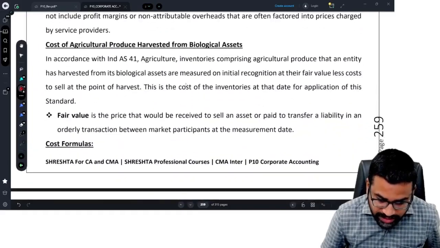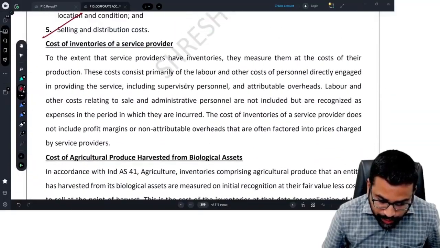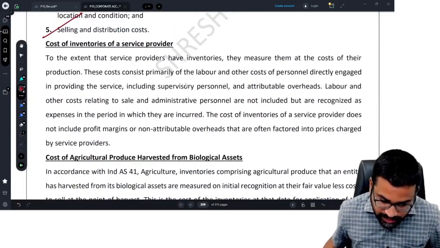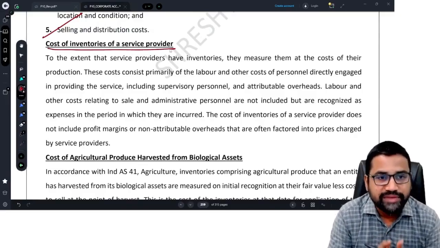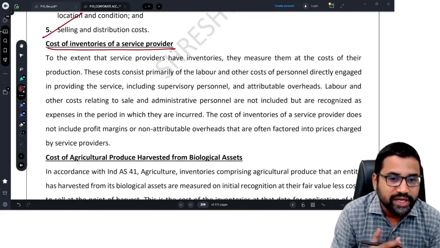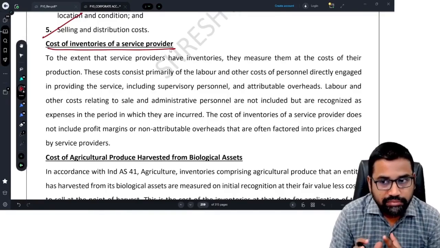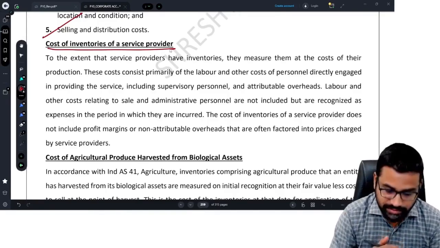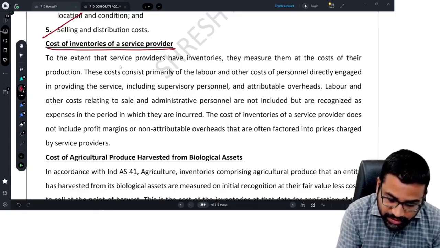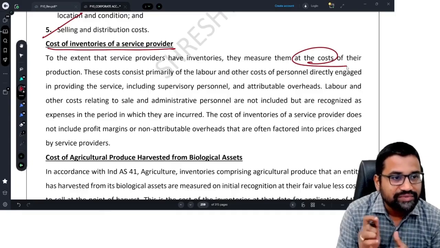Okay. Next. And sir, two more important things here, sir. First is, cost of inventories of a service provider. Suppose I am a service provider, how will my inventories be measured? So generally, sir, these service providers, their inventory will be measured at cost. See here, to the extent the service provider has inventories, they measure them at the cost of their production.